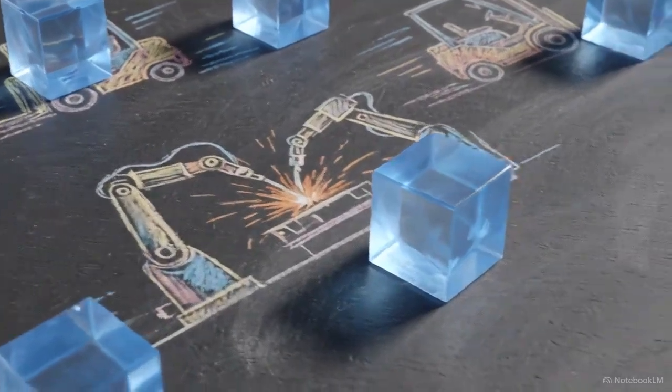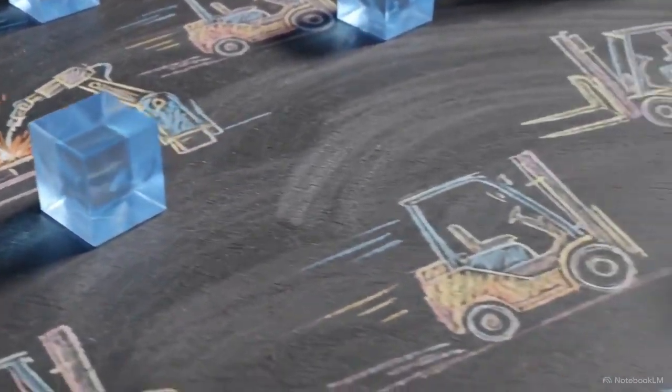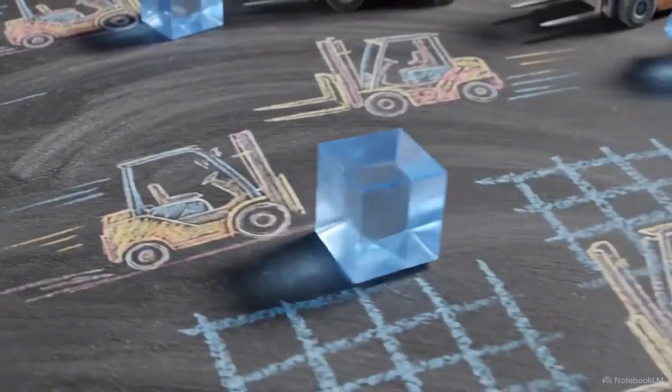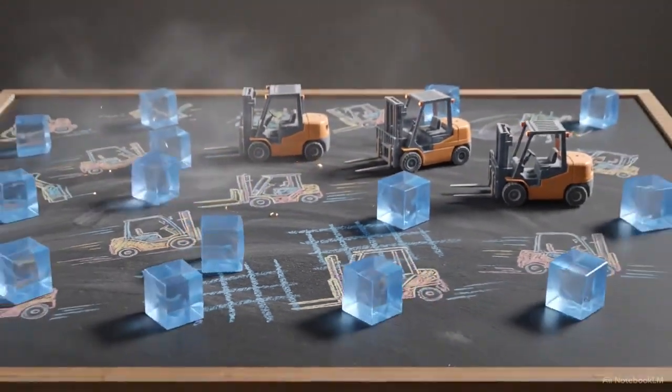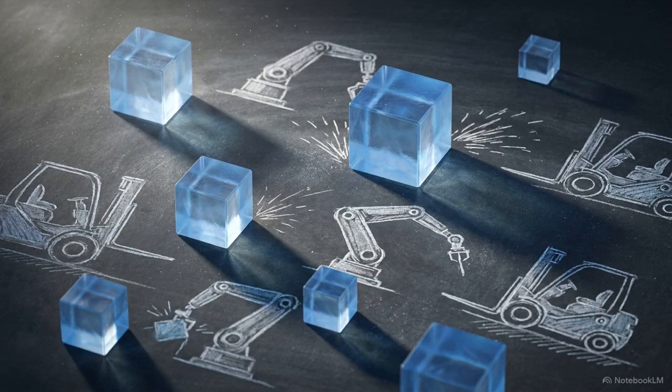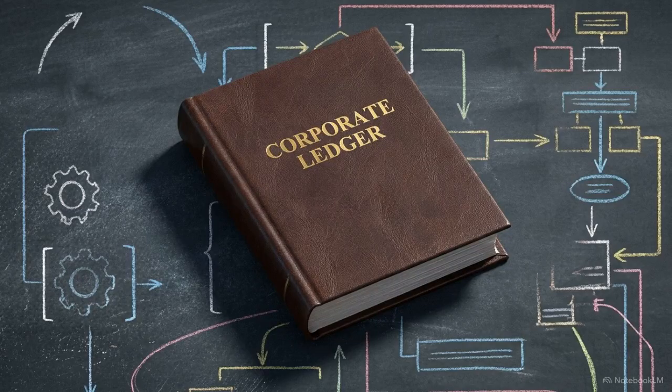A modern corporation is a system of constant, chaotic motion. Cash flows out, inventory ships, machinery degrades, and debt accrues. But to analyze the actual health of that system, the motion has to stop entirely. The statement of financial position, commonly known as the balance sheet, forces this pause.